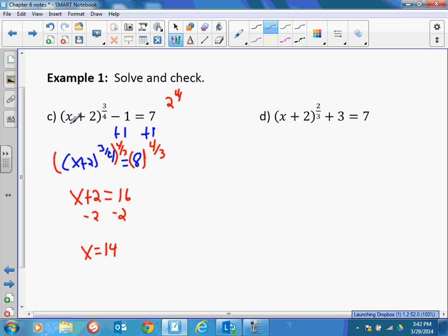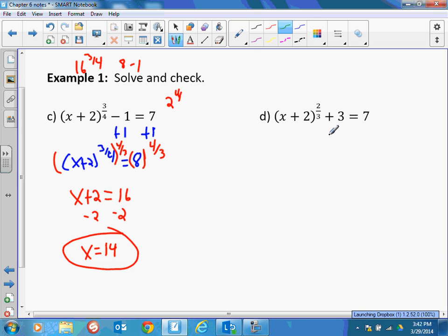Okay, if you plug that back in, 14 plus 2 is 16. If you take 16 to the 3/4, the 4th root of 16 is 2, and 2 cubed is 8. So 16 to the 3/4 is equal to 8. And then you subtract 1, you get 7. So it does check out.